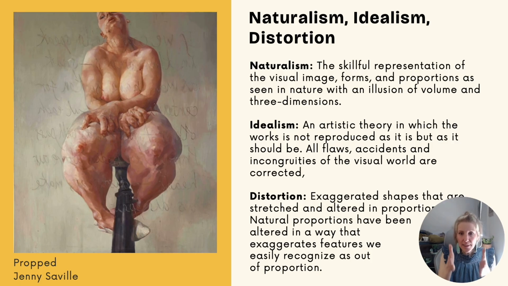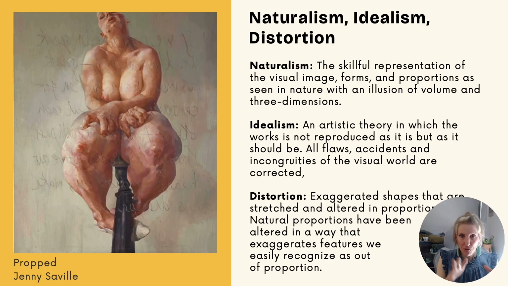Naturalism is the skillful representation of the visual image, forms and proportions as seen in nature with an illusion of volume in 3 dimensions, right? We're trying to representationally create and depict an image as it is. Idealism is an artistic theory in which the work is not reproduced as it is, but as it should be. All flaws, accidents, and incongruities of the visual world are corrected.